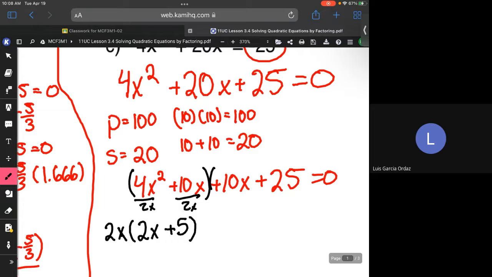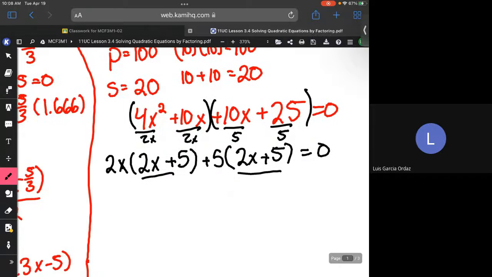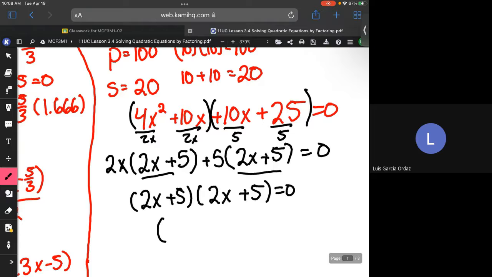Okay, now we look at 10x and 25. What's my biggest common factor? 5? So divide everything by 5. And what's left in the bracket? 2x plus 5. So as you can see here, both my brackets are the same. So what is my fully factored form going to look like? 2x plus 5 and then 2x plus 5. Okay, and how else can I write that? 2x plus 5 to the power of 2. Yep. 2x plus 5 squared is equal to 0. Perfect.